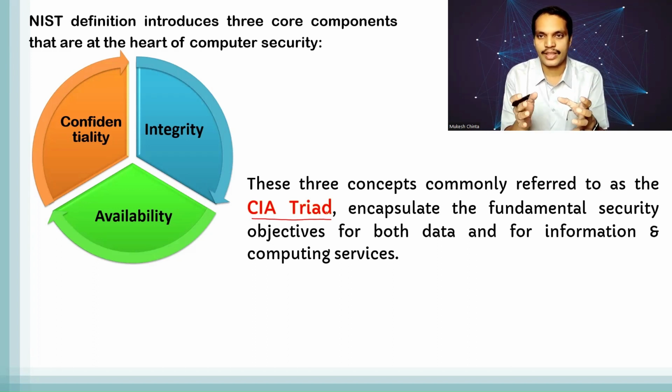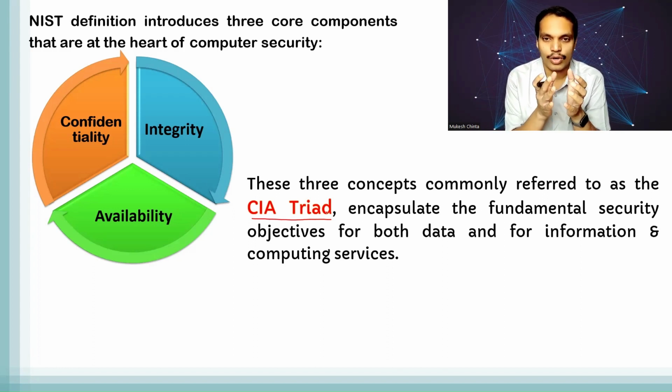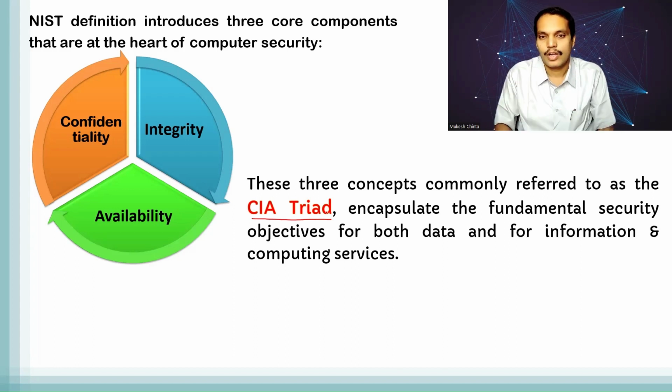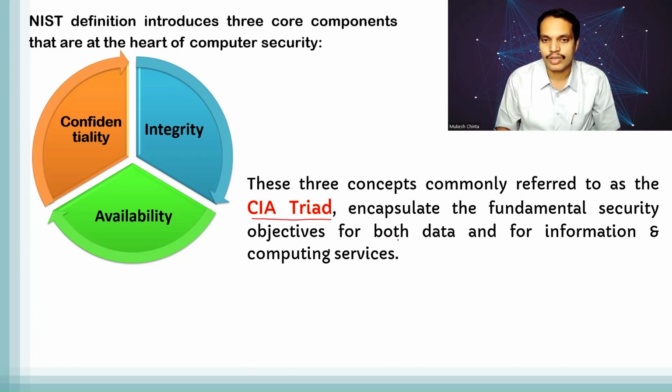So when you're trying to say that I want to implement security for a particular system, these are the three things that you have to look after. These three encapsulate the fundamental security objectives for both data as well as information and computing services. So not only just for your data, but also for the services that your information system might provide. For all those things, these are the three components that are to be taken care of. So what are these three?